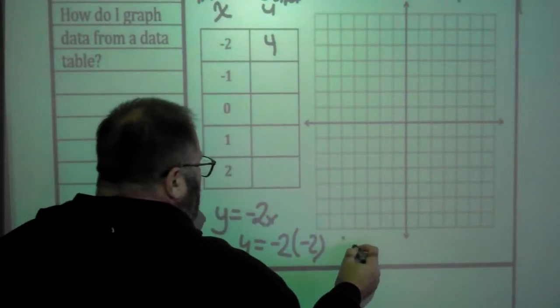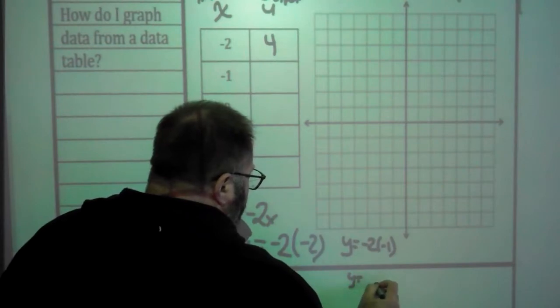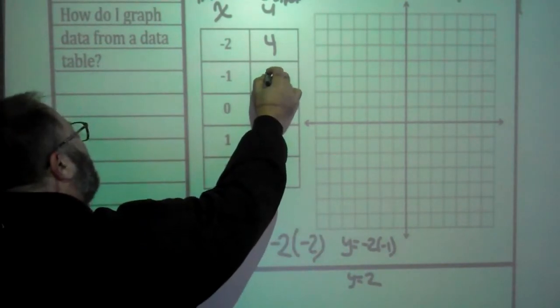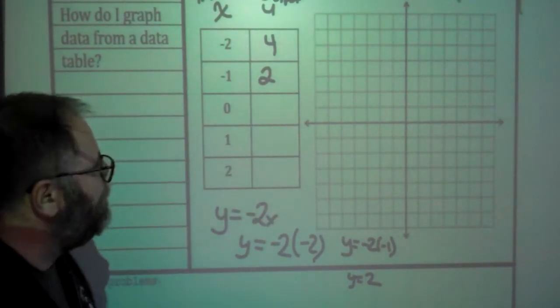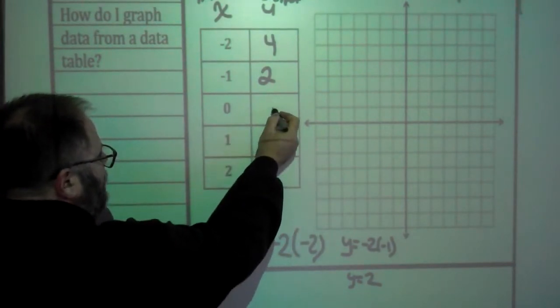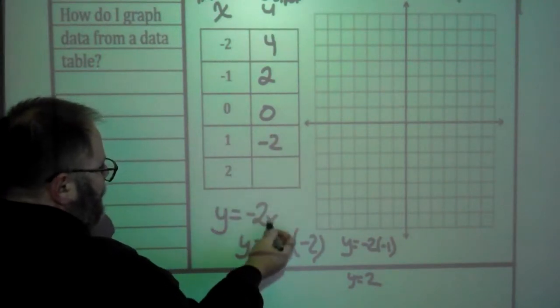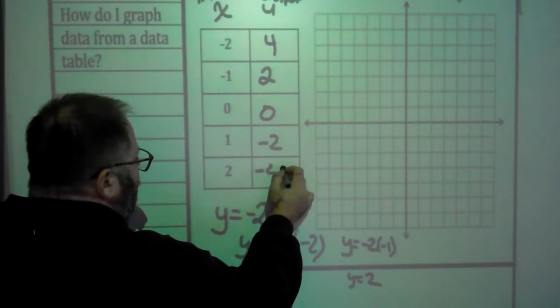Next one, negative 1. So y equals negative 2 times negative 1 equals positive 2. They're practicing with the passing periods here, so the music's coming on. If I put 0 in for x, negative 2 times 0 is 0. If I put 1 in for x, negative 2 times 1 is negative 2. If I put 2 in for x, negative 2 times 2 is negative 4.